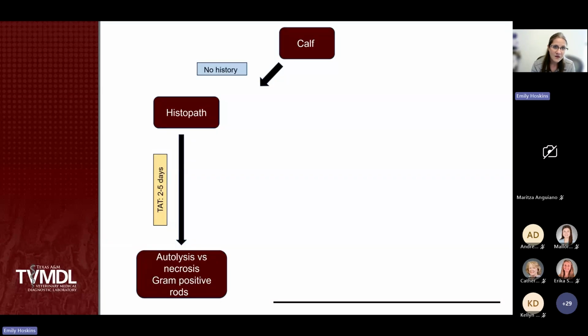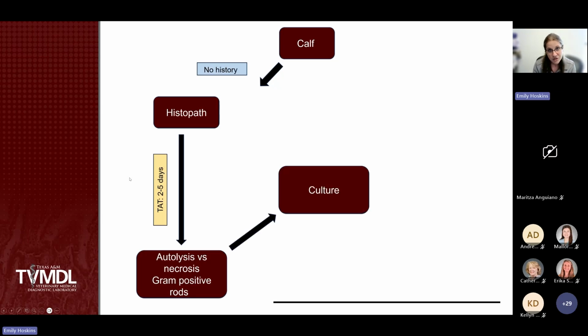And so the turnaround time for histopath is about 2 to 5 days. This can vary just a little bit with special stains and some other factors, but in general, about 2 to 5 days. And here we have what we just discussed, which is autolysis versus necrosis. We're not entirely sure, and we have gram-positive rods present in those areas, and maybe inflammation, depending on if we could actually figure out what those leukocytes were that were not well preserved within the lamina propria. And so based on that, I'm going to go ahead and recommend culture to see if we can better characterize those bacteria that we were seeing.